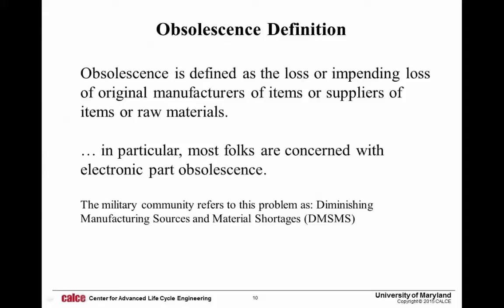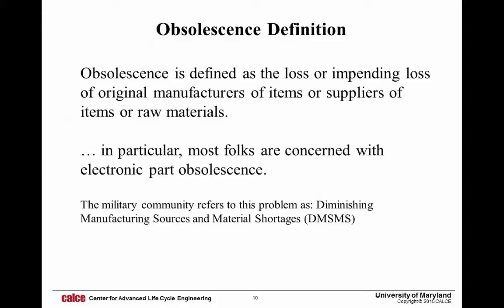Slide 10, there we go. This is the textbook definition of obsolescence. It's defined as the loss or impending loss of original manufacturers of items or suppliers of raw materials, items and raw materials. And what we're concerned about here is electronic parts, although people work to manage obsolescence of a lot of other things too, but electronic parts are the primary one.